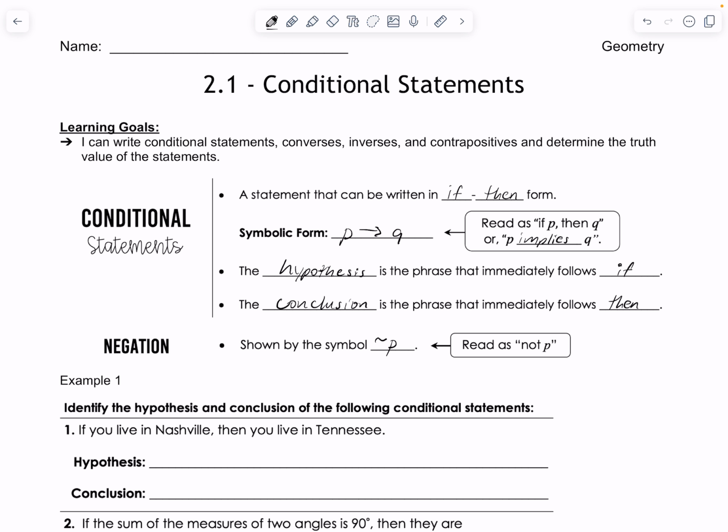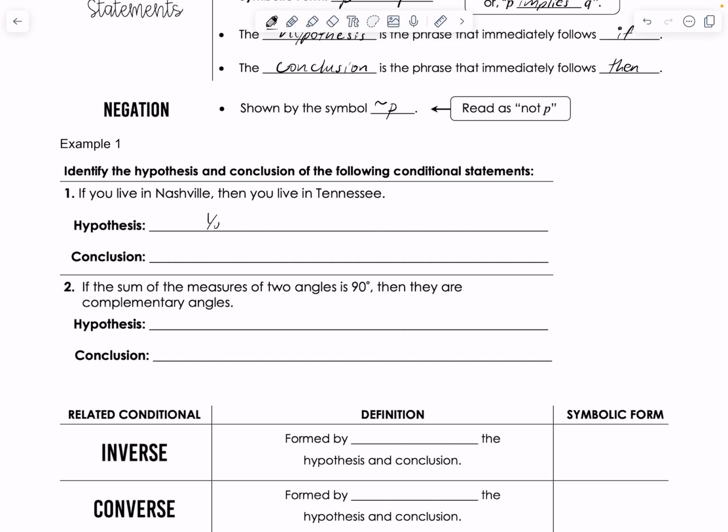This first one says, if you live in Nashville, then you live in Tennessee. So the hypothesis is that you live in Nashville. And the conclusion is that you live in Tennessee.